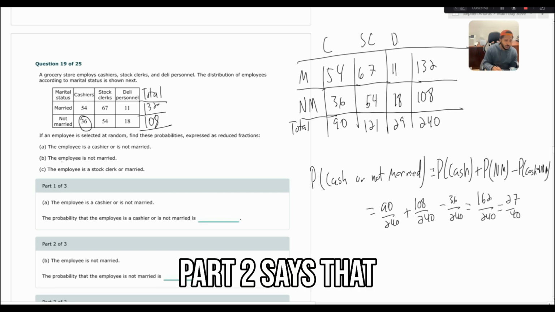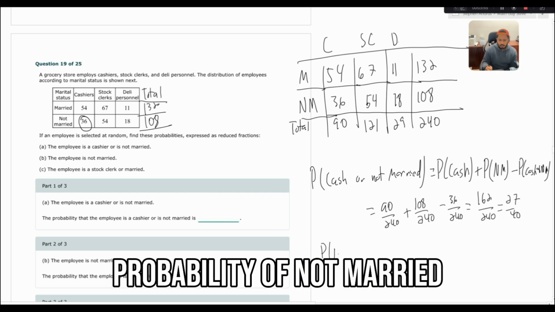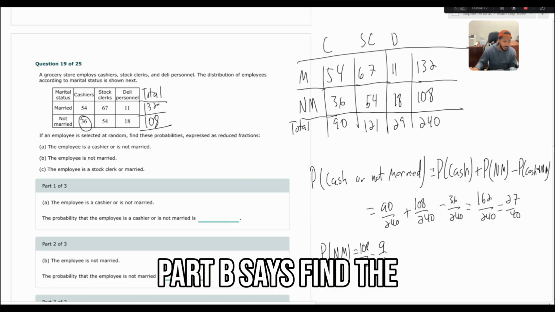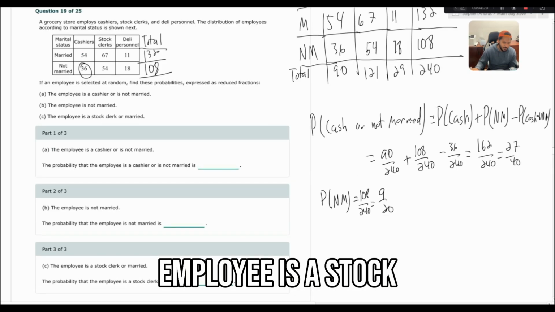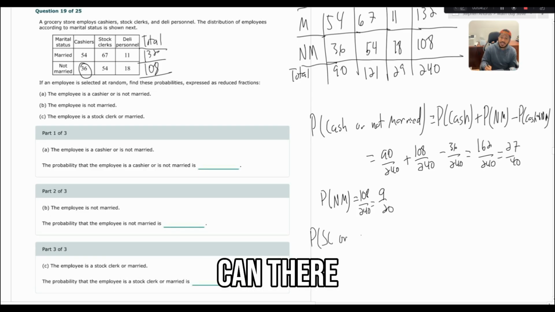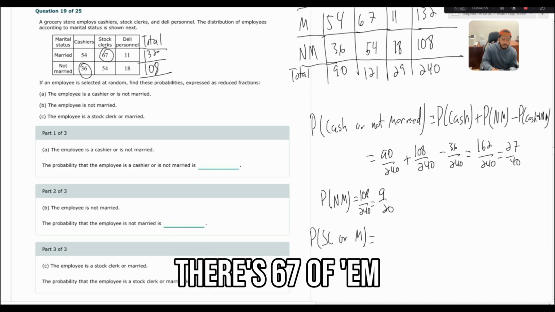Part 2 says find the probability that an employee is not married. The probability of not married is just 108 out of the 240, which reduces to 9 out of 20. Part C says find the probability that the employee is a stock clerk or married. For stock clerk or married, we ask, are there ones that are both? There are. There's 67 of them.